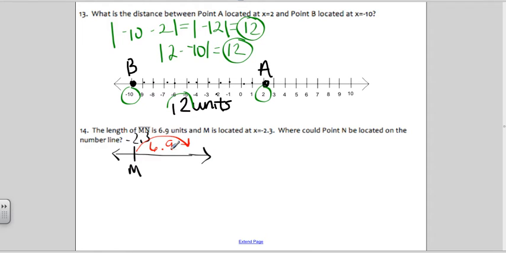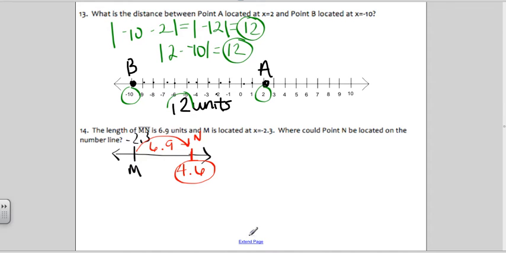And then I'm going to land at point N. Well, if I'm moving to the right, that means I'm adding. So that would mean negative 2.3 plus 6.9. So negative 2.3 plus 6.9 would be 4.6. And that would be a possible answer for where N is.